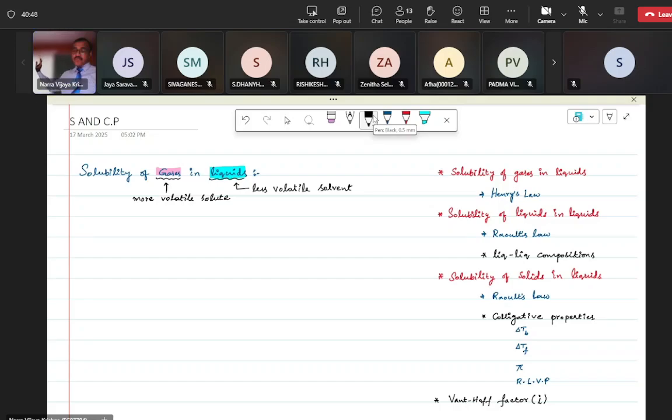Right, sir? Shall we start? Right. Now, before starting, point 1. How can I make gas dissolve in water?